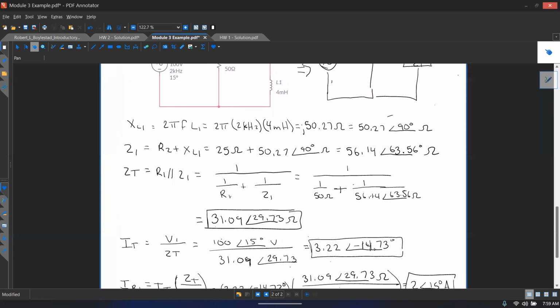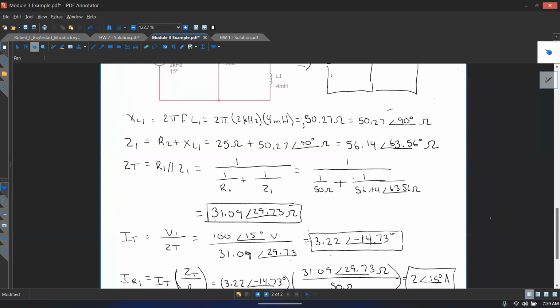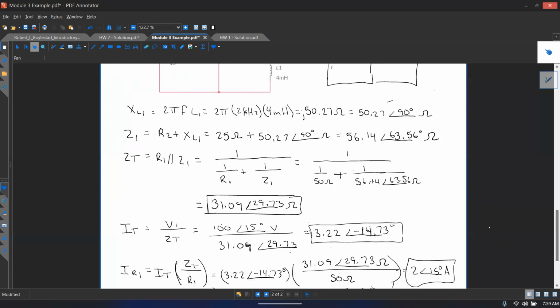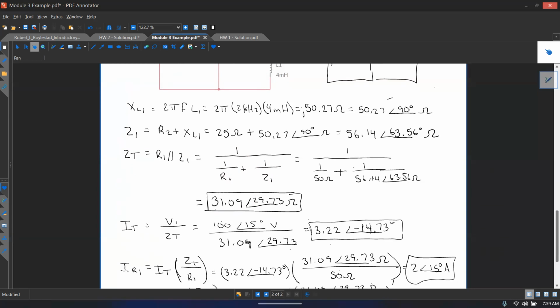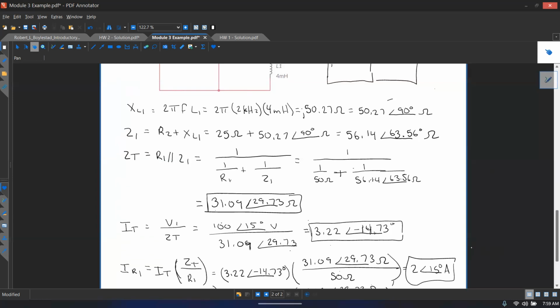All right, so to add them in parallel, this should be very familiar from what you have learned through Circuits 1. So you get your 1 over method. So 1 over R1 plus 1 over Z1. You plug and chug, and you get 31.09 with an angle of 29.73 ohms. So that's your Z total, right? Okay. So right now, you should be able to determine whether this power factor is leading or lagging.